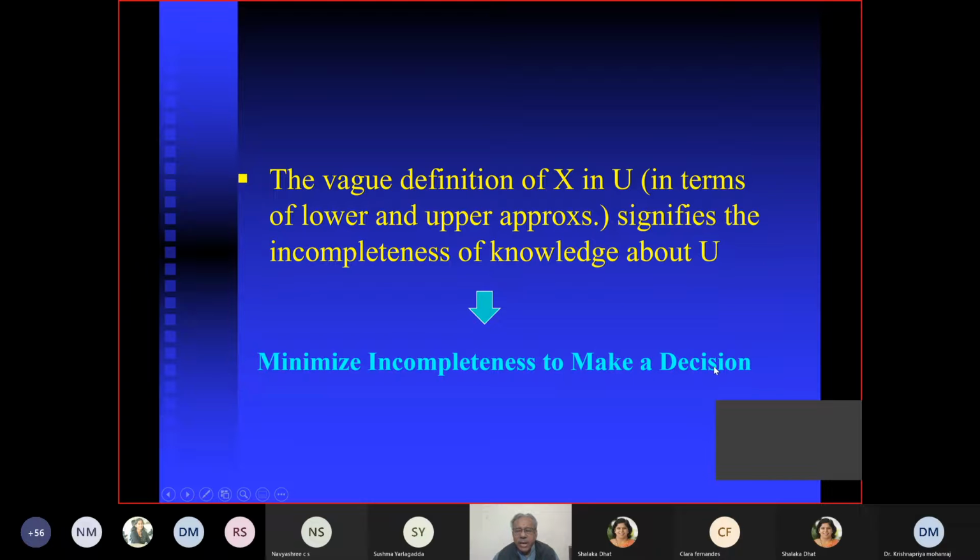Again, let me reiterate, we are not considering probabilistic uncertainty here. That means uncertainty arising from the randomness of occurrence of an event. We are only considering uncertainty arising from granularity, uncertainty arising from overlapping concepts. Keep it in mind.